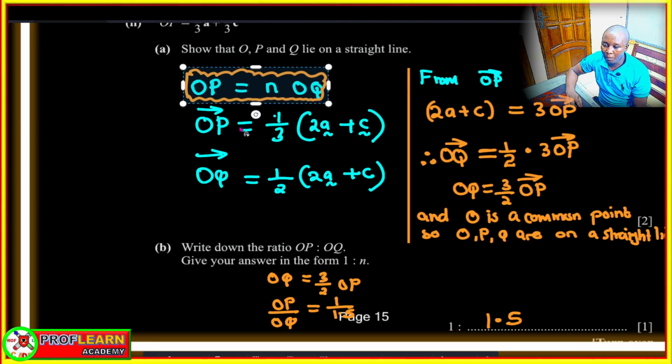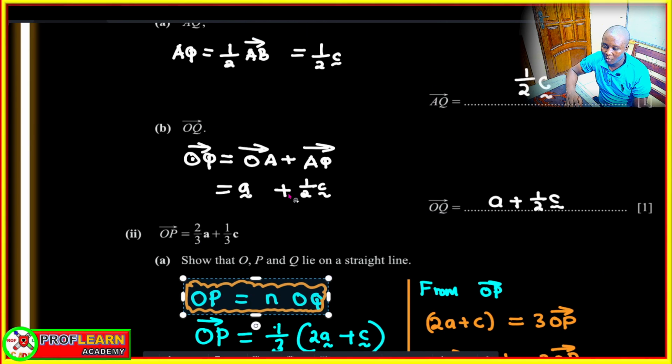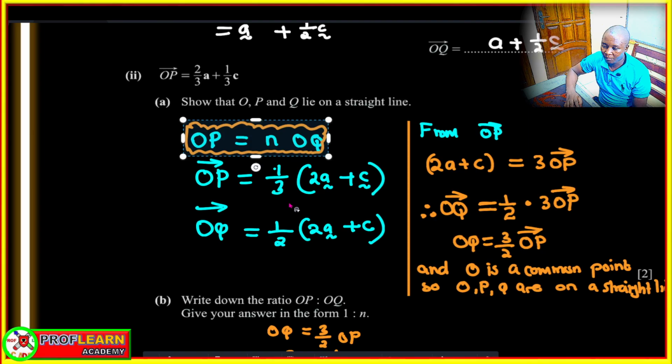Then OP can be given as a third, because here we were given 2/3 plus 1/3 C. So OP can be written as a third into bracket 2A plus C. We can factor a third out on this expression that we are given.